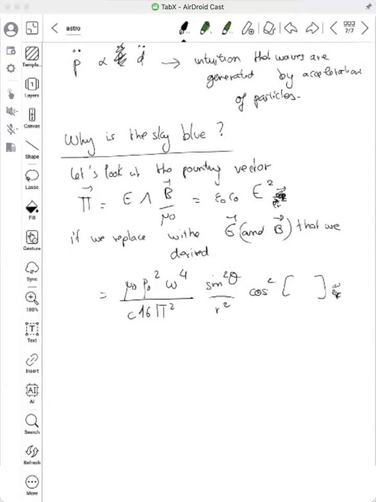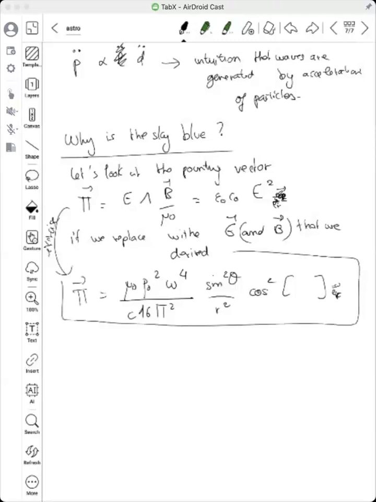So this you can show, but it's maybe 2 lines of calculations. I'm not doing them. We did a lot of calculations today, and I want to reach the bottom line. But this is the expression you get for the Poynting vector.